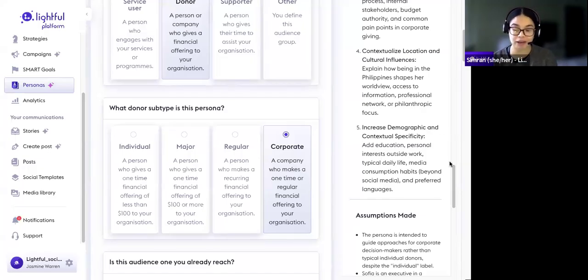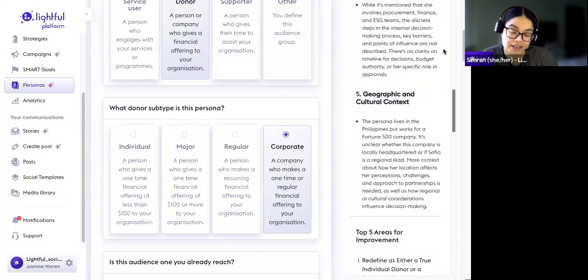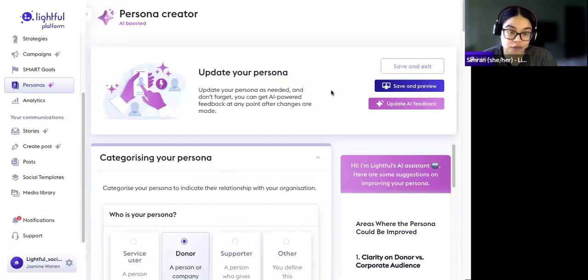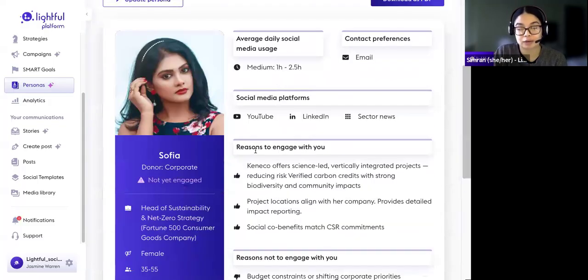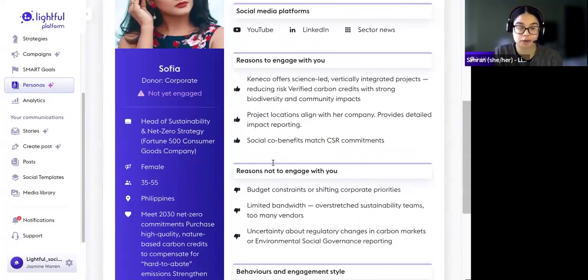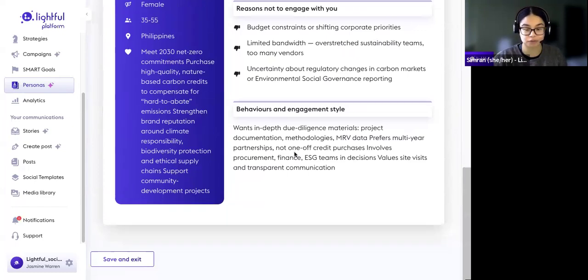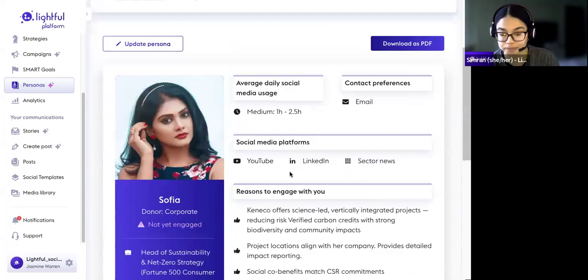So we definitely recommend you to go ahead and try out this tool. And you could also at the end save and preview and also download it as a PDF and share it amongst your team. And then your final result will look like this.